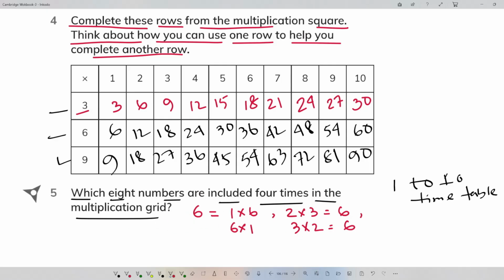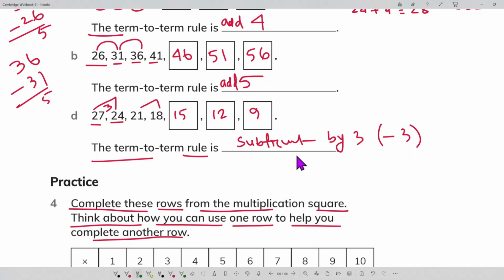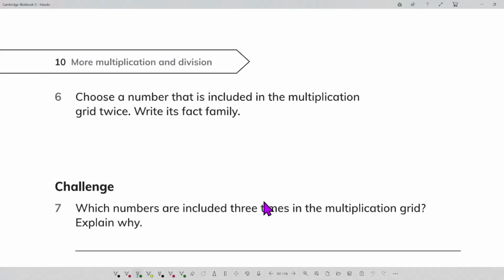Let's check another number, like 8. 8 we can write as 1 times 8, 8 times 1, 2 times 4, 4 times 2. So 8 is also included in those numbers. 10 is the same: 1 times 10, 10 times 1, 2 times 5, 5 times 2. 12 also, 18, 20, 24, 30 also. 30: 3 times 10, 10 times 3, 5 times 6, 6 times 5. In this video I am trying to solve 1 to 5. Next video we will start from number 6.